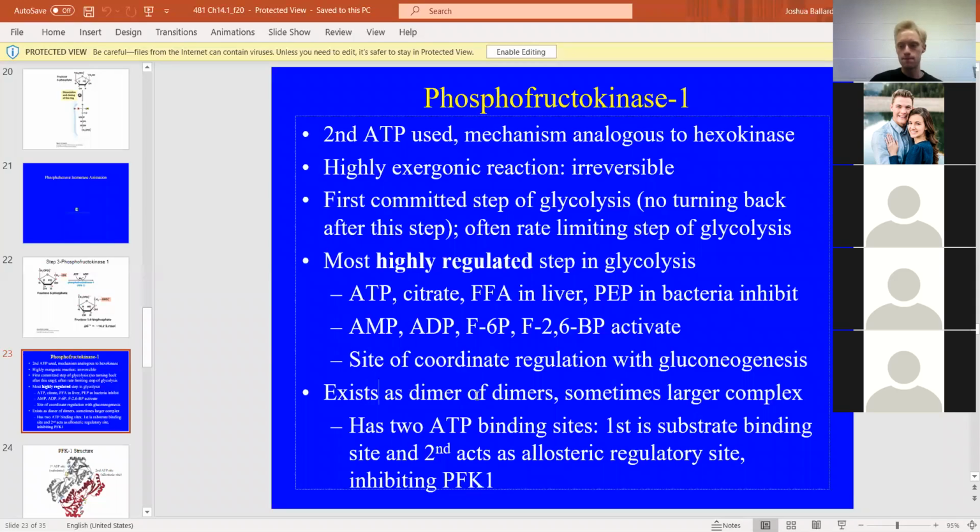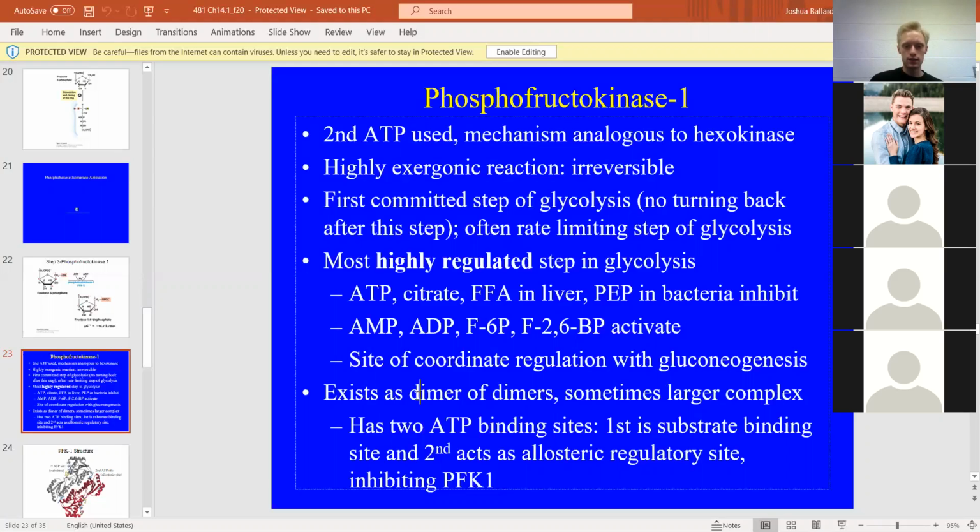Josh: I just want to clarify, does highly exergonic mean that it has a really low delta G? Yes, very negative delta G. Exergonic means a large release of energy, a lot of release in heat. Cool, thanks. Yeah, so that helps contribute to it being irreversible.